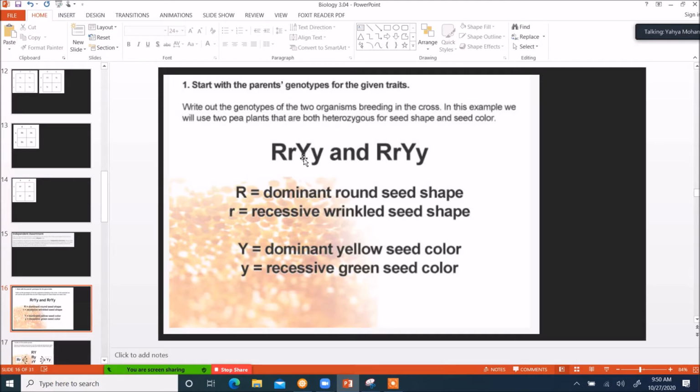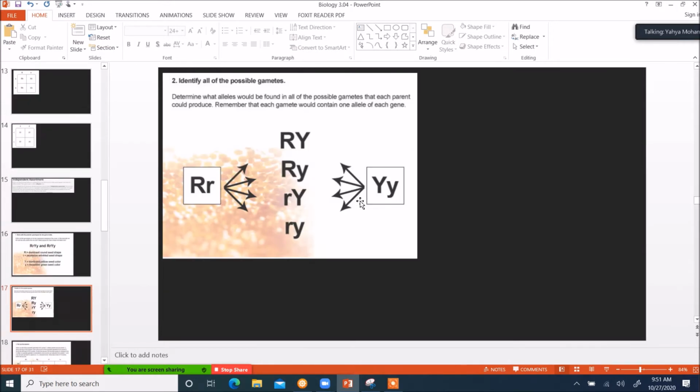So in the previous one, we were doing what was called a monohybrid cross. That means we're just looking at one allele at a time, like capital B, lowercase b, that's it. There's one letter. In this case, we have two different types of letters, R and Y, capital or lowercase. So now we're going to do what's called a dihybrid cross. Let's say both parents are capital R, lowercase r, and capital Y, lowercase y.